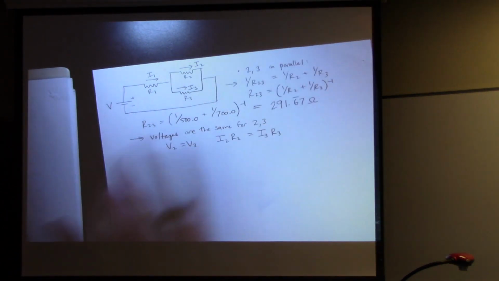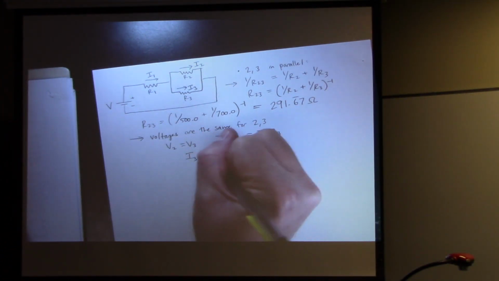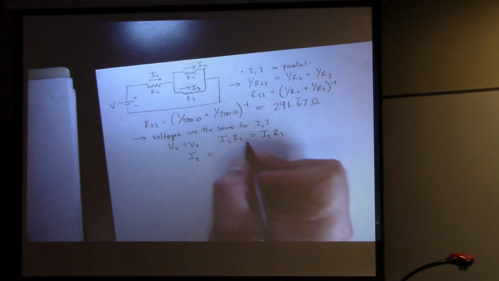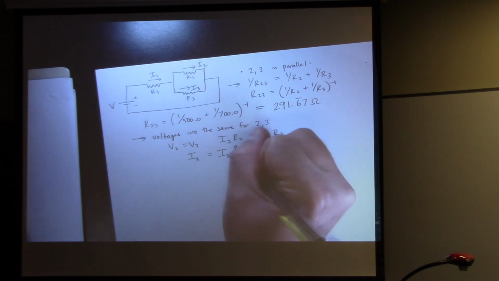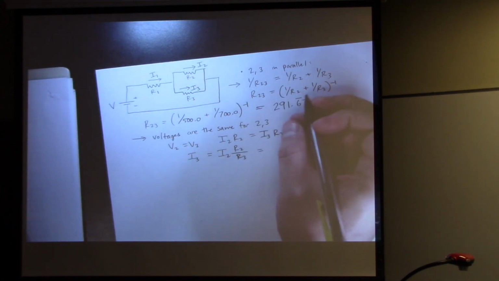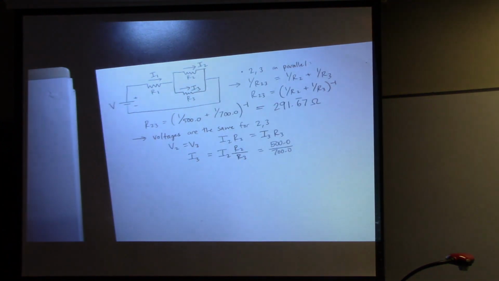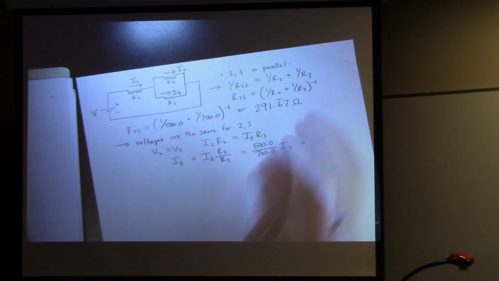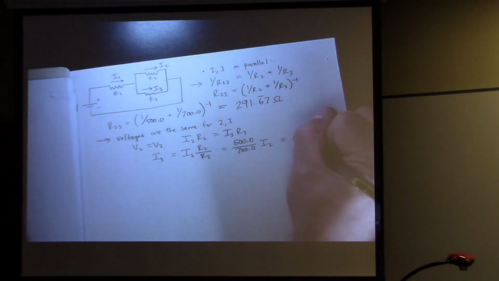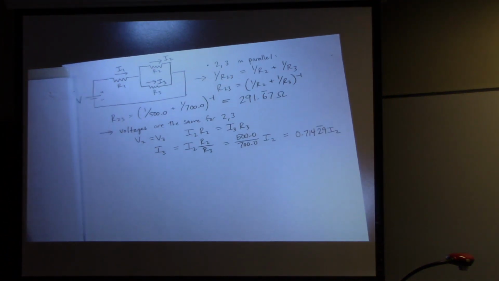And this is useful because I can sub out one of the currents. Let's say I'm going to sub out I3. I'm going to get rid of that. So I3 is equal to I2 times R2 over R3. Or in other words, it's 500 over 700, that's the ratio of those two resistances, times I2. 5 over 7 as a decimal, that's going to be 0.71429 I2. I'm keeping those 4 sig figs once again.